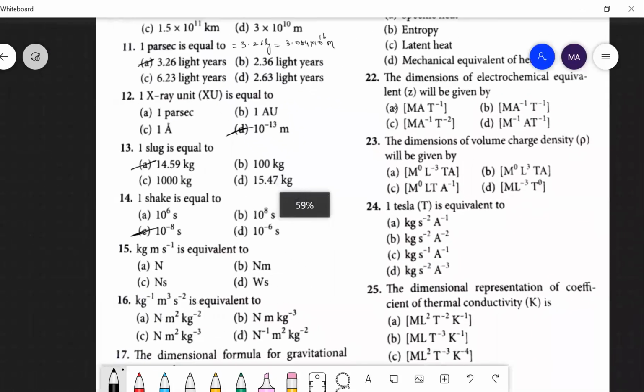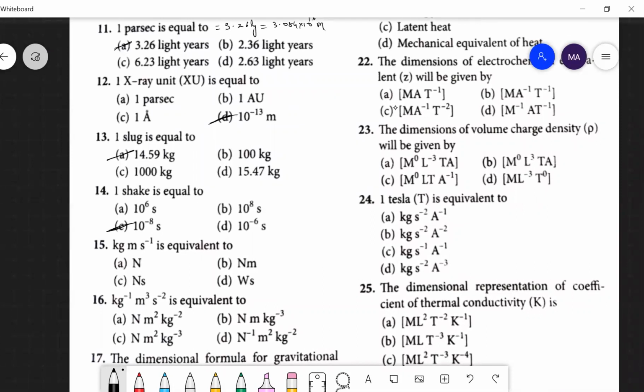Okay. Next one. Kg meter second inverse will be equal to how much? Can anyone tell me, beta? Kg is the unit of mass, m is nothing but meters, that is length, and second inverse is nothing but time. So what can I get there right now?